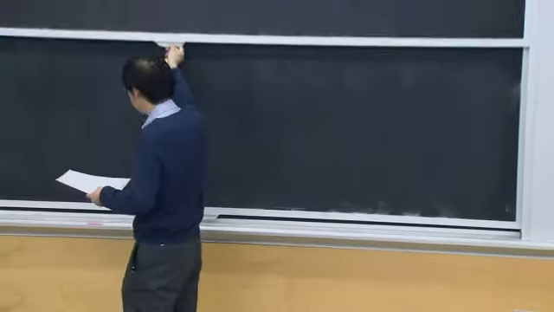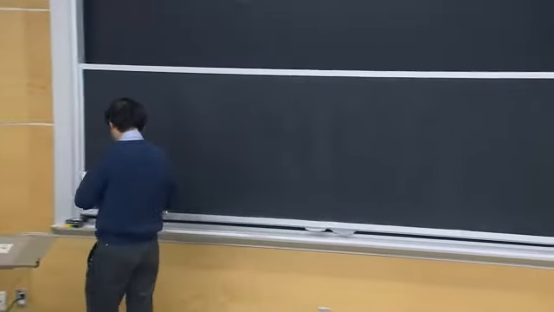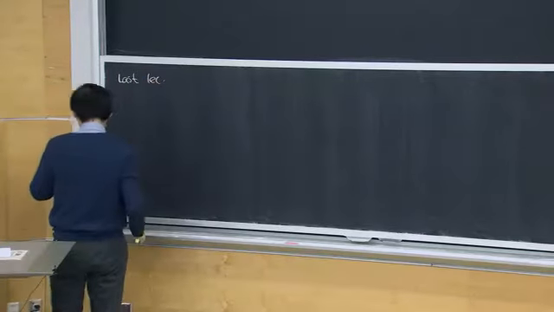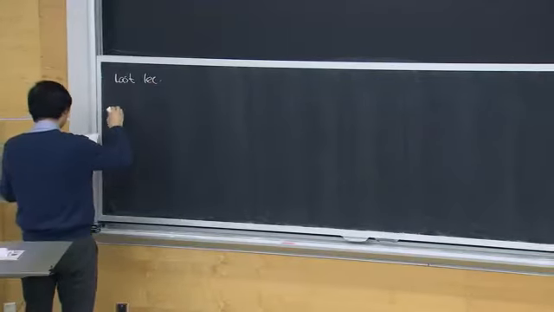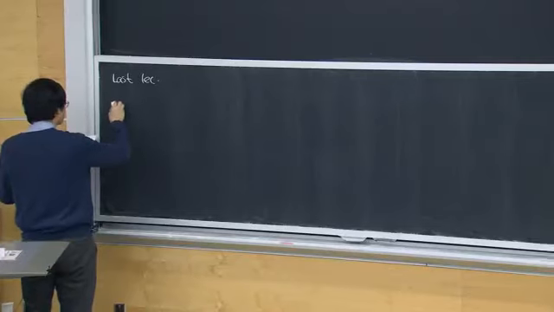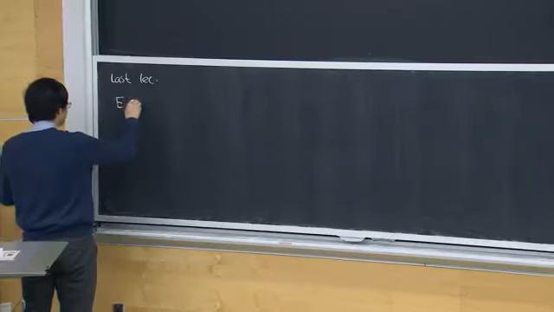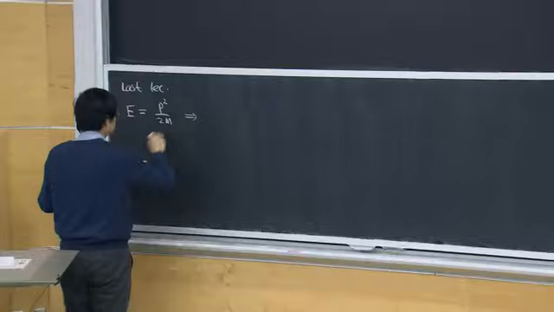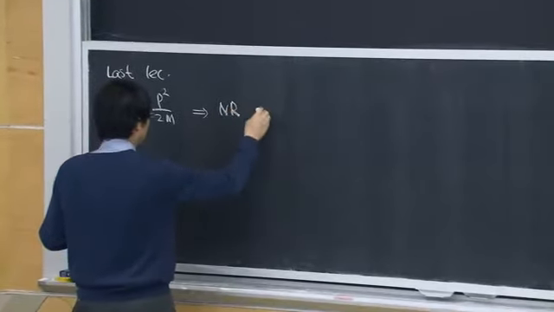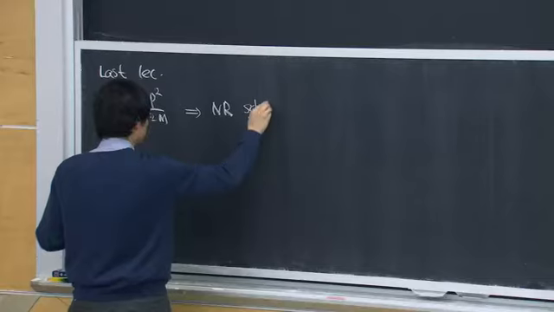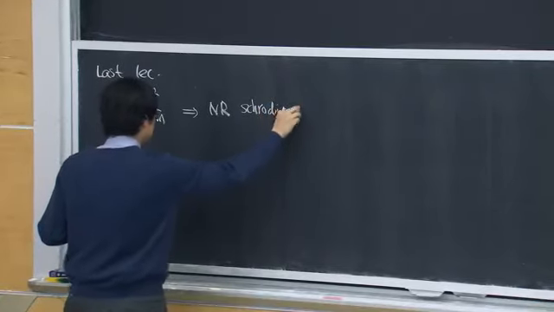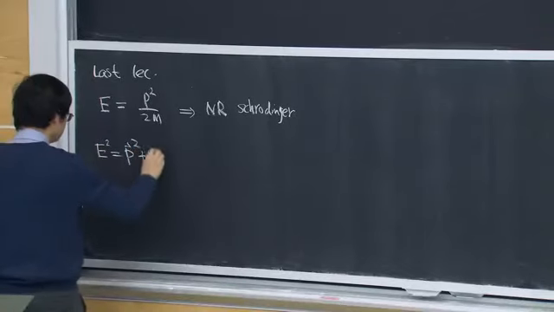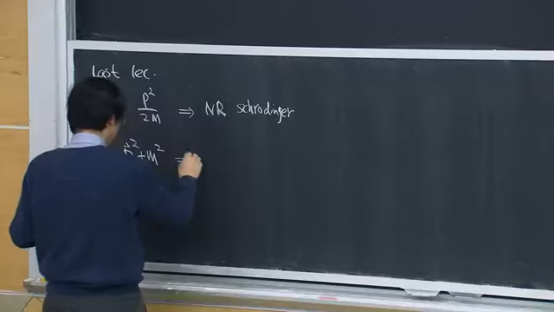And the most immediate generalization of the Schrodinger equation. So at the end of last lecture, we talked about the most immediate generalization of the Schrodinger equation. If you have E equal to P squared divided by 2m, and then you go to non-relativistic quantum mechanics, the Schrodinger equation, okay? And now if you have E squared equal to P squared plus m squared for a relativistic particle, then you get what's called the Klein-Gordon equation.